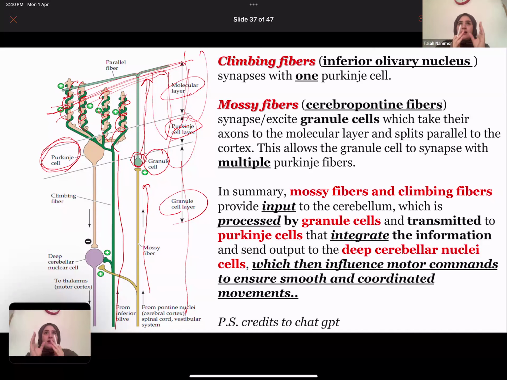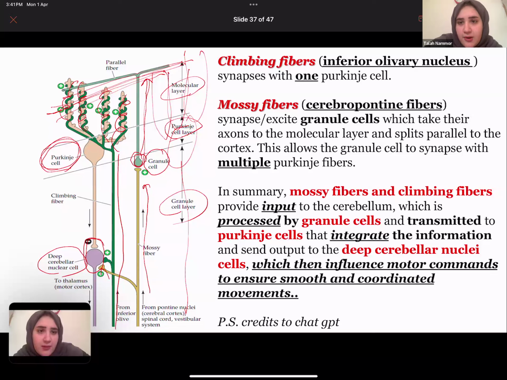So basically, after we synapse with the Purkinje, the Purkinje is the main source, the main thing that goes to the deep cerebellar nuclear cell. Tamam? So it's going to send its activity to the deep nuclei. So the Purkinje is the main one. I know you guys can see the mossy fiber and the climbing fiber are also affecting the deep nuclei.